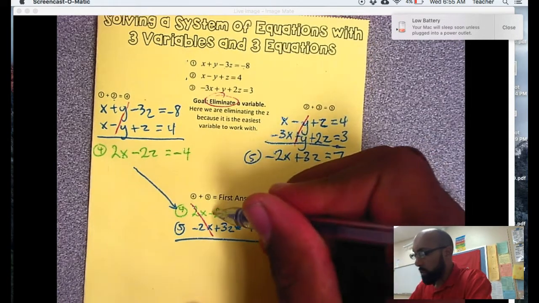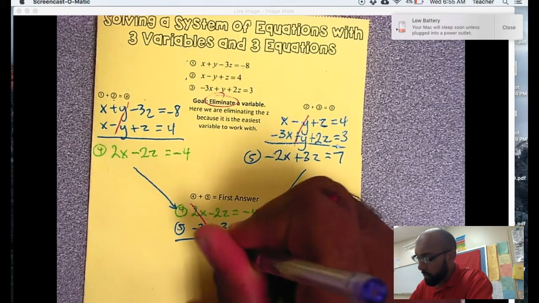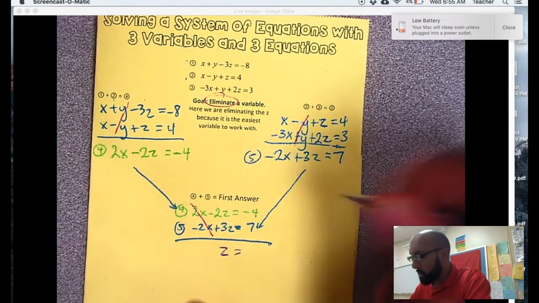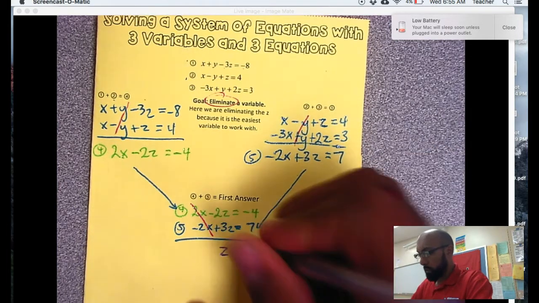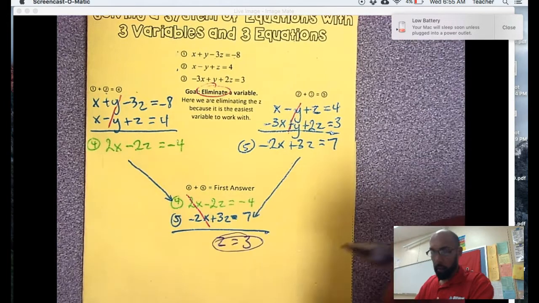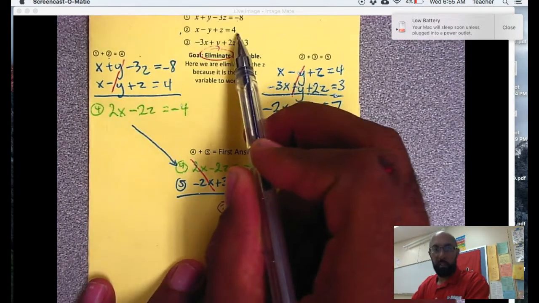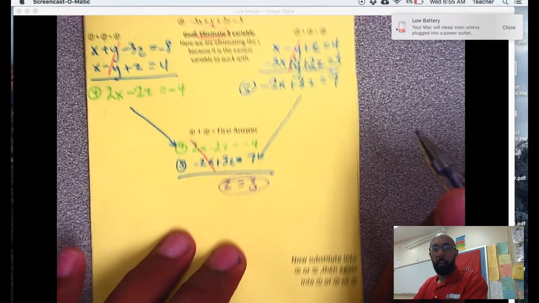Okay, so now negative 2z plus 3z, that works out nicely, just z, equals negative 4 plus 7, 3. So there's my first variable, my first solution. Okay, but if it's 3 solutions, it's 3 variables, so I've got to figure out the other 2.